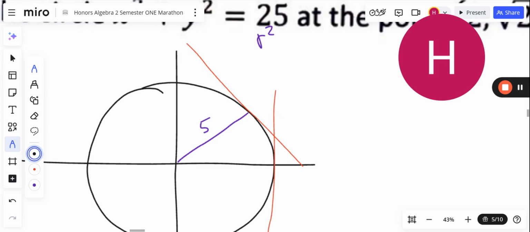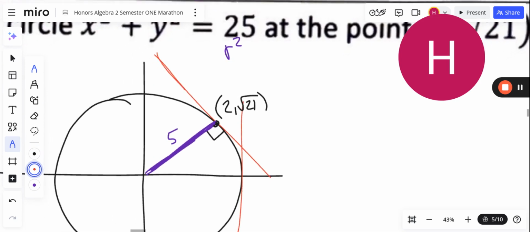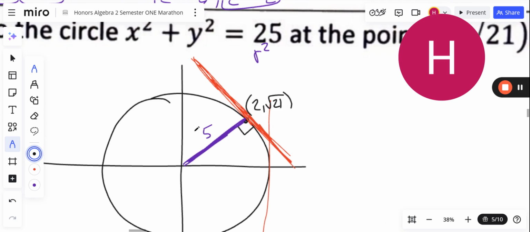Now, this tangent line is perpendicular to the radius. So what I can do is find the slope of this radius line, this segment, by using the point (2, square root of 21), and then I can find the opposite reciprocal in order to find the slope of this tangent line, because I want the tangent line slope ultimately. I don't really care about the slope of the radius segment, but I need it so that I can find the tangent slope, which is the opposite reciprocal. So let's find the slope of this line.